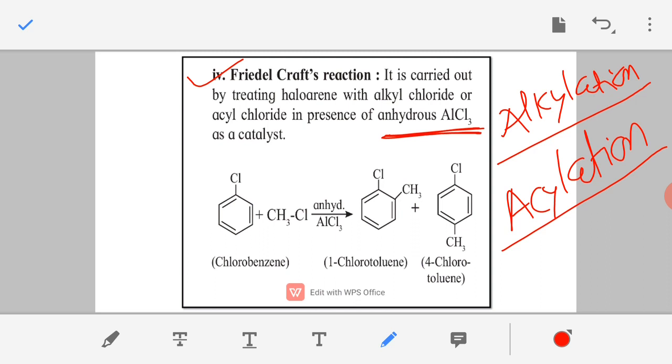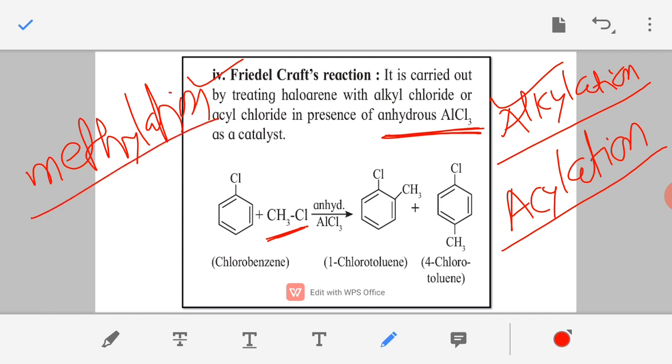Okay, the first reaction we see is the alkylation. Here we use methyl chloride, which is a methylating agent. Then we attach the methyl group into the chlorobenzene, where, according to the resonance structure, negative charge is present at the ortho and para positions. That's why we replace the electrophile hydrogen, and instead of that we write CH3. In the first compound we attach it to the ortho position, and in the second compound to the para position.